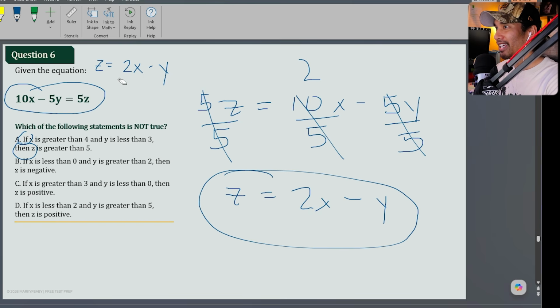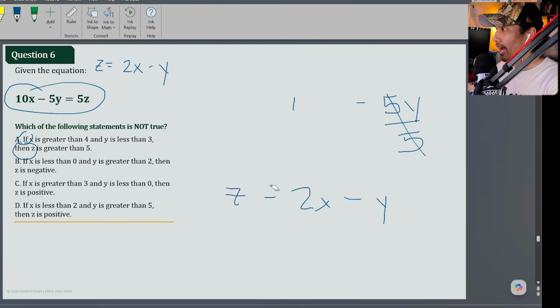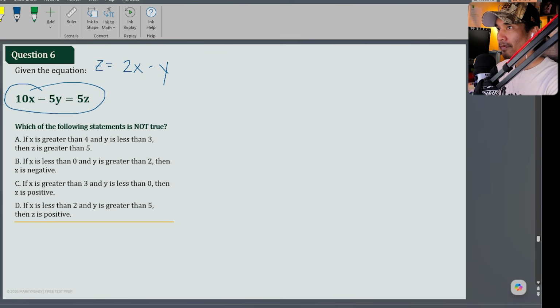So I have z equals 2x minus y, okay? That's the equation that I will be working with. Now let's go ahead and test each statement, okay? So the first one's A, if x is greater than 4. Okay, let's just write it down. x greater than 4. So what's a number greater than 4? I know, 5. Great. Okay, greater than 4.